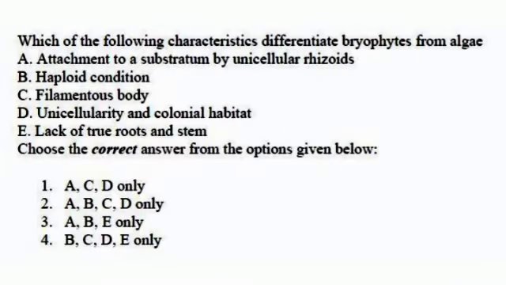Next is, which of the following characteristics differentiate bryophytes from algae? And the right one is option 3, A, B, E only. That is, attachment to a substratum by unicellular rhizoids, haploid condition, and lack of true roots and stem.